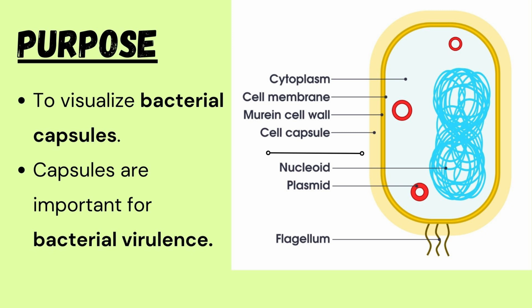Capsules are important for bacterial virulence. Bacterial virulence refers to the ability of bacteria to cause disease. So capsules play an important role in virulence by helping the bacteria to evade the host immune system by preventing phagocytosis.